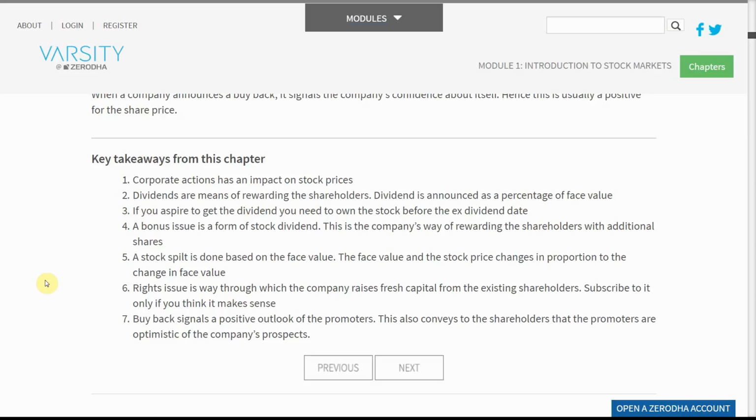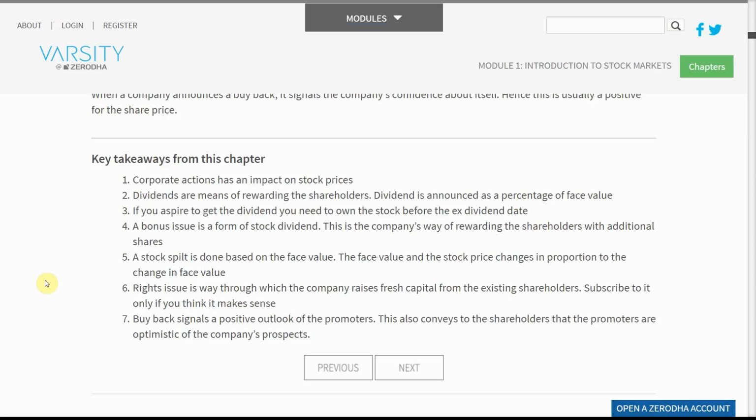Key takeaways from this chapter. Corporate actions have an impact on stock prices. Dividends are a means of rewarding the shareholders. Dividend is announced as a percentage of face value. If you aspire to get the dividend, you need to own the stock before the ex-dividend date.